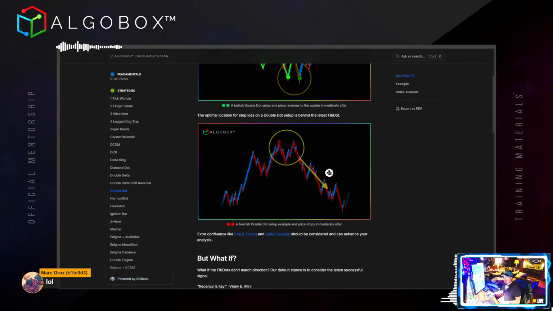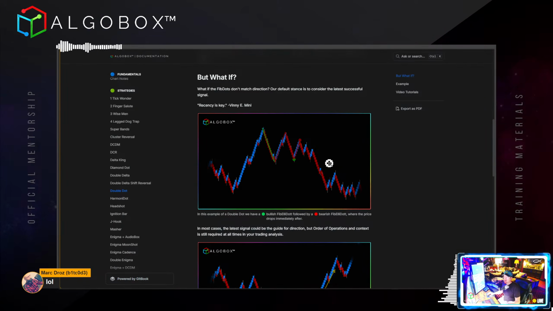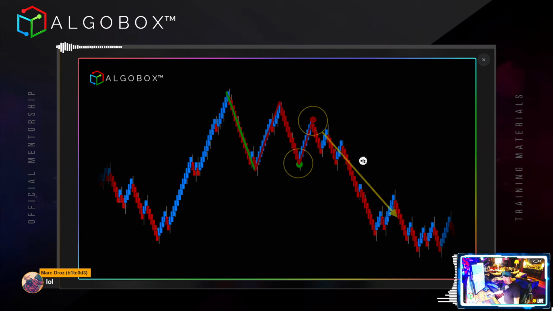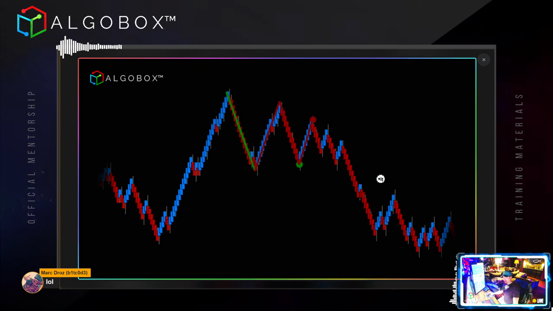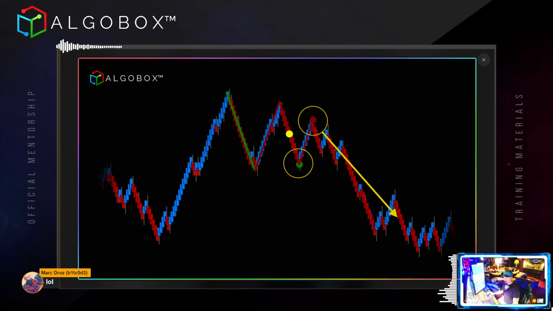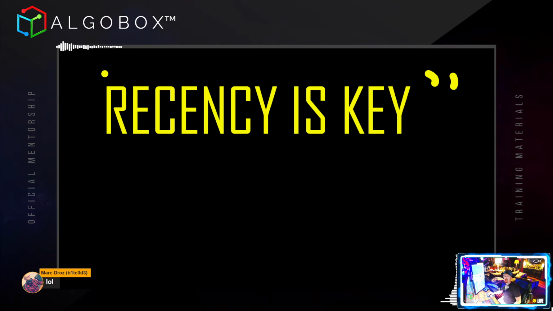Double dot, it is exactly this. You got red ones, you got green ones. The blue and pink ones are more powerful. Whenever you have 2 dots back to back of different colors, recency is key. I mentioned this in our fundamentals area. This is a key to all of our stuff. One of those key phrases around here. Important, recency is key.